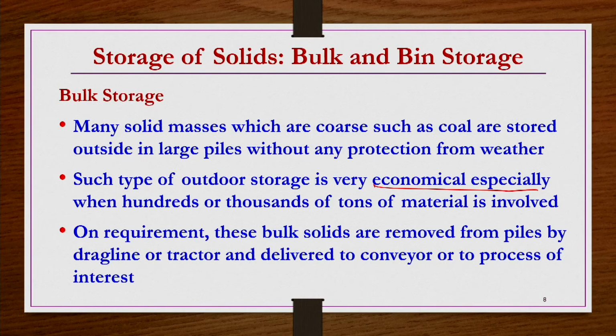So, on requirement these bulk solids are removed from piles by drag lines or tractors and delivered to a conveyor or to the process of interest. So, let us say coal you piled on an empty free earth surface. Whenever you need to transport, you can use the drag lines or tractors and then load it in lorries or trucks etc. Then you can take it to the process location where you need to do the process, or if it is already in the process, you can take them through the drag lines or tractors to the process of interest where you may be doing the size reduction or something like that.